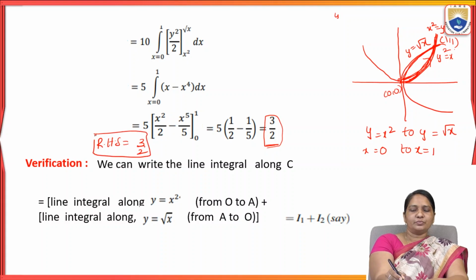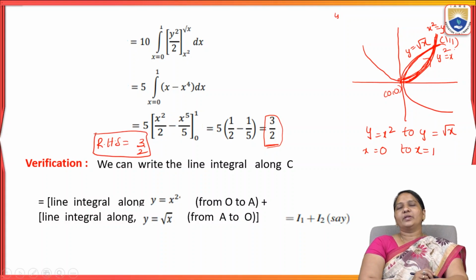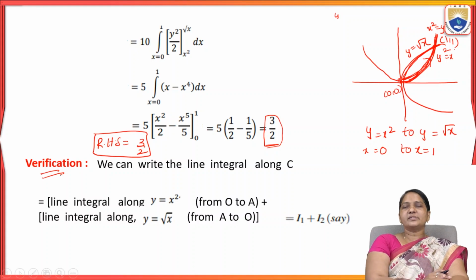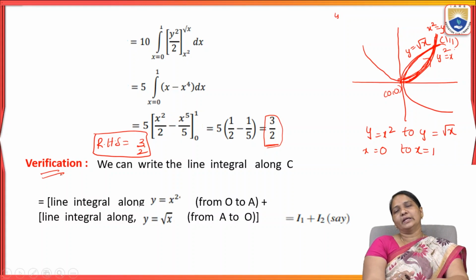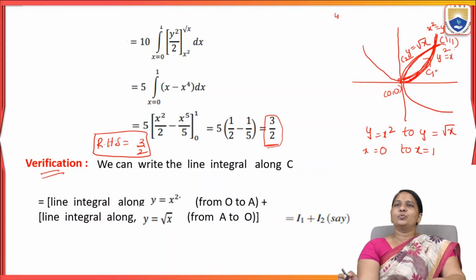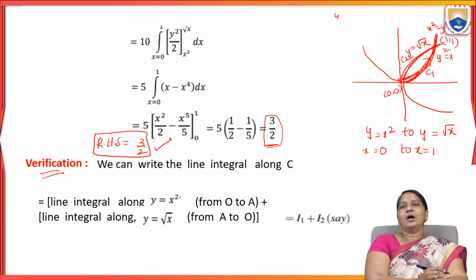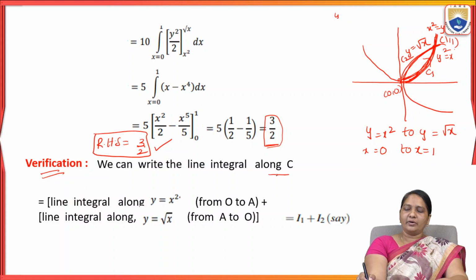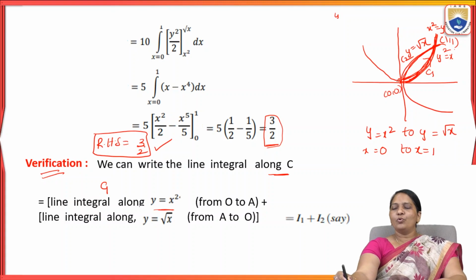Now I am going to verify Green's theorem by evaluating the line integral also. So line integral means I have to calculate along the curve C1 and C2. I can add these both to get the verification for the RHS part. So that's why first I am taking the line integral along curve C. So here along curve C1 I am taking. So line integral along C1 is y equal to x square from O to A.